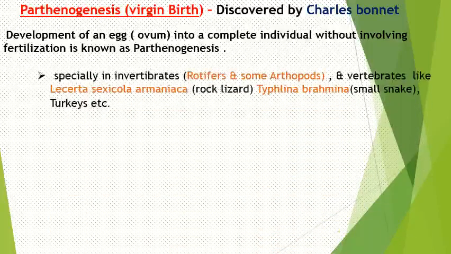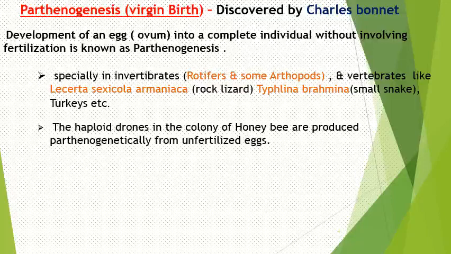Under invertebrates, we can just keep the example like the rotifers and some arthropods, while in vertebrates, we can just select the example of rock lizard, that is known as Lacerta saxicola armeniaca, and a small hilly snake, that is the Typhlina brahmina, along with turkeys. Beside that, the haploid drones in the colony of honeybee are also parthenogenetically produced by unfertilized eggs.